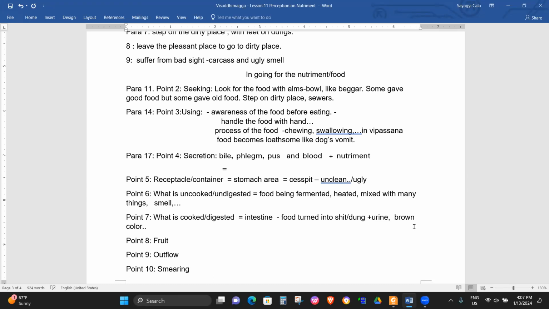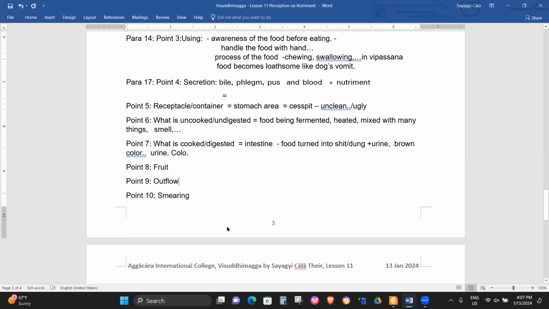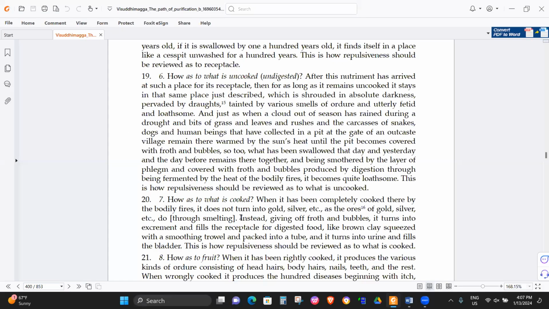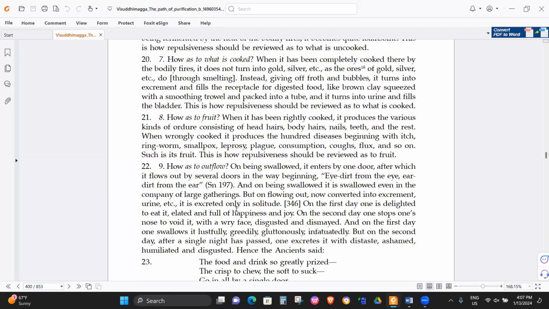So it goes to the brown color and then the urine color. Okay, so the whole process is telling us what happened to the food, one stage by one stage. Okay, now number 8 will be, what is the fruit? This is actually very interesting in terms of medical knowledge. You get a lot of knowledge about the process.